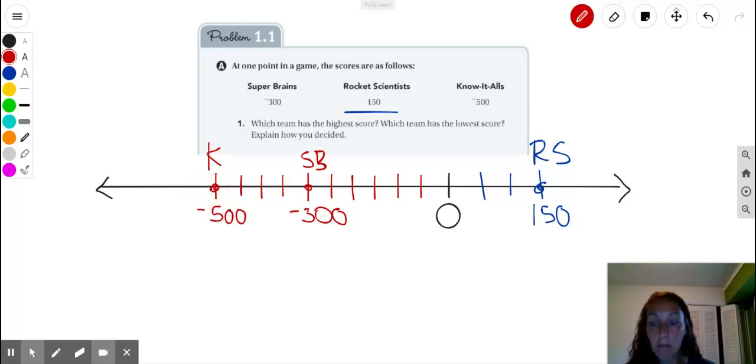And at this point, we can answer the question. When looking at a number line, the furthest plotted point to the right of 0 is the greatest number. So our highest scoring team at this point would be the Rocket Scientists. And the lowest scoring team is going to be the one furthest away from 0 towards the left. So in this case, I see that Super Brains is to the left of 0, but Know-It-Alls are even further left of 0. So they would be the lowest scoring team. And how we know is by showing that on this number line model.